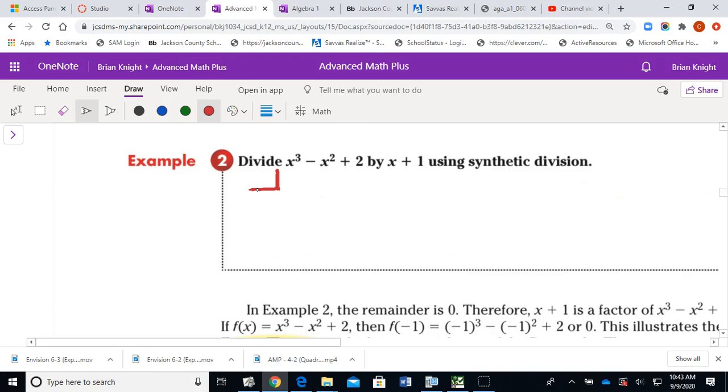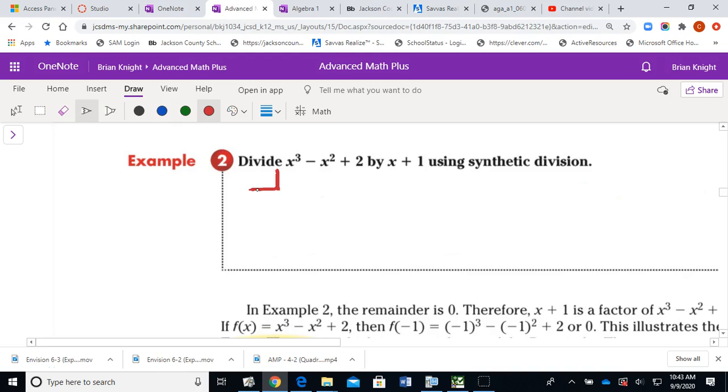We don't know, right? How would we know if it's a factor? What would we get for our remainder if it's a factor? 0, right? 5's not a factor of 12 because if you divide 12 by 5, you get a remainder, right? If you don't get a remainder, 5 is a factor. All right? So same thing here.